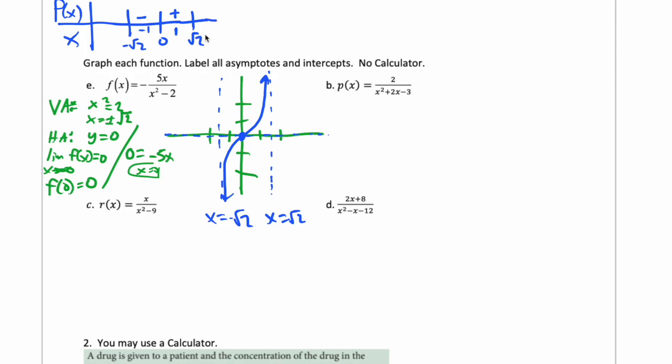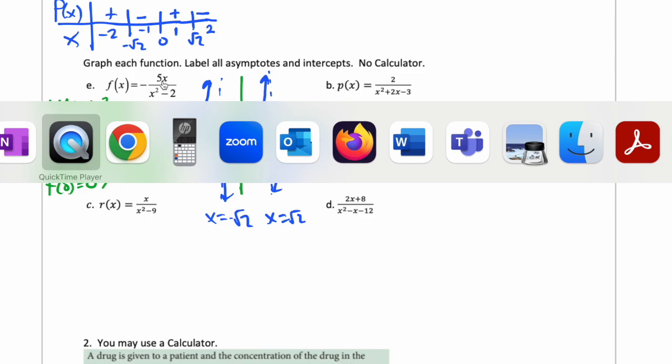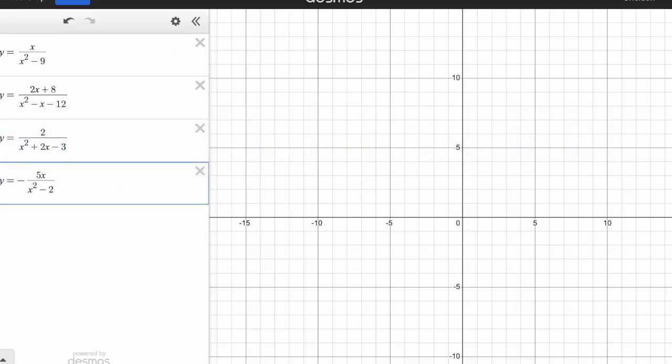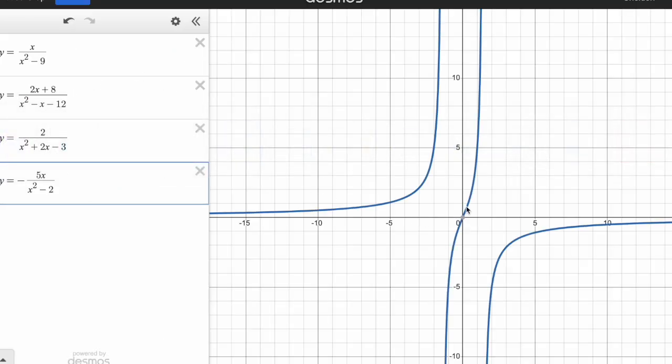Now bigger than root 2 would be a number like 2. So you plug in 2, you get negative, positive, positive, so the whole thing is negative. So that means this branch is like this. And over here, a number like negative 2 would give you negative, negative, positive, which all together gives you positive. Okay, you get this branch right here. So this is what the graph looks like. Let's take a look at Desmos and see if that matches. Yeah, that sort of matches what we have, right?